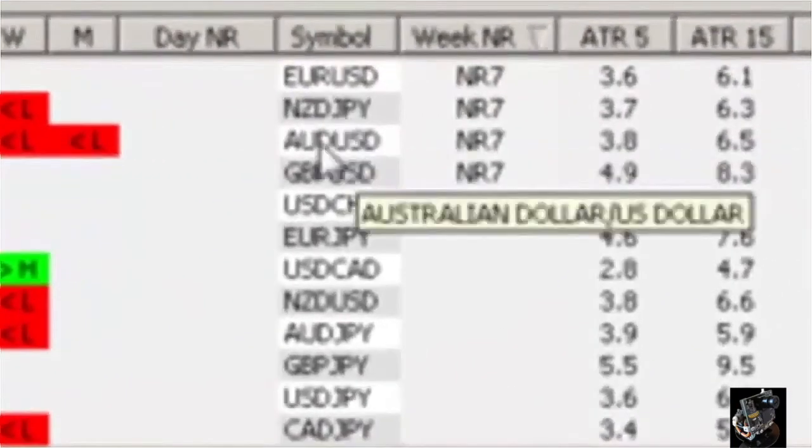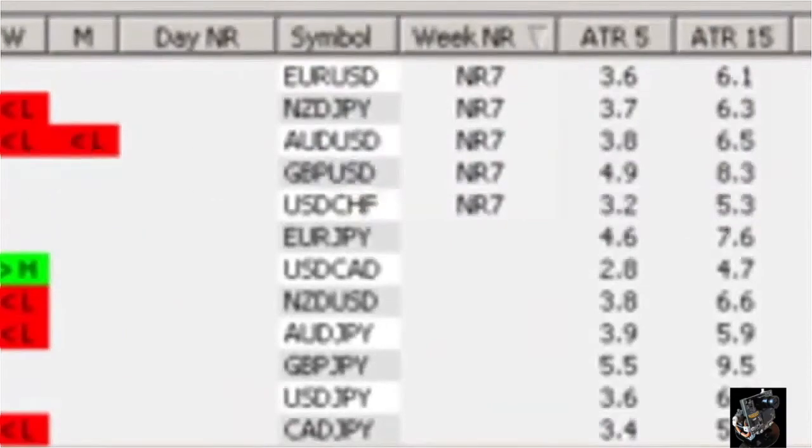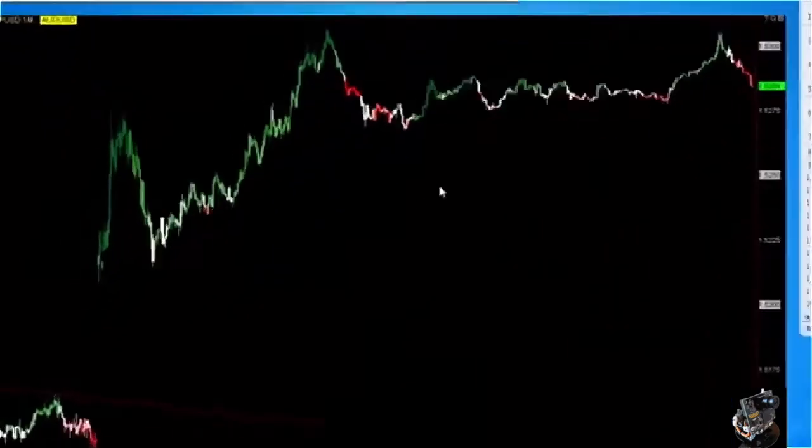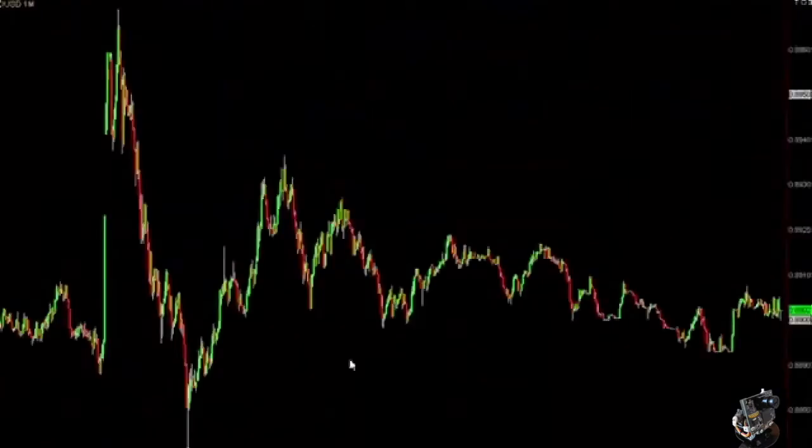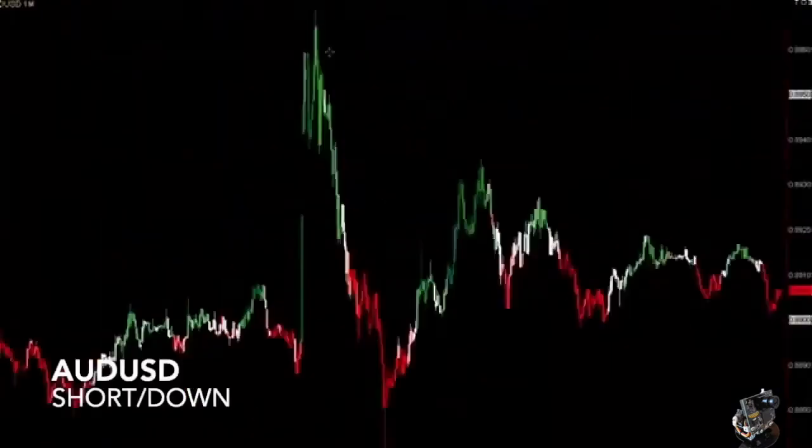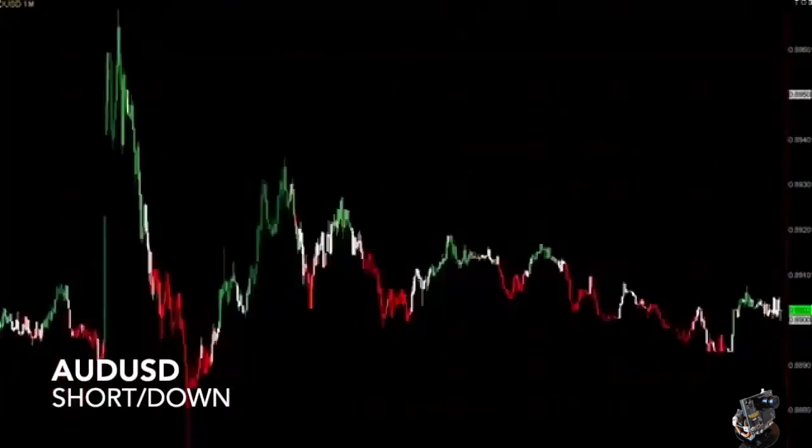Ready to break out is Aussie dollar. It looks like it's all red here. So I figure Aussie dollar is going to go short, meaning down. It did. It went down. Boom. It literally tells you what part of the lake you want to go fishing at.